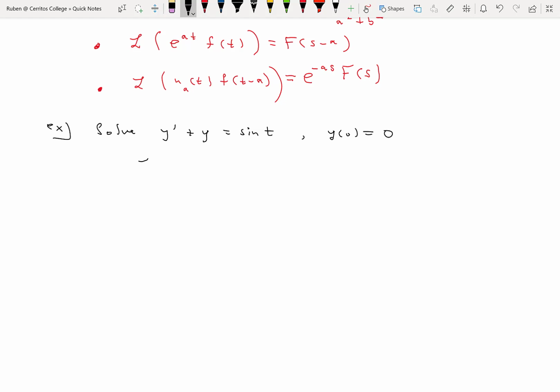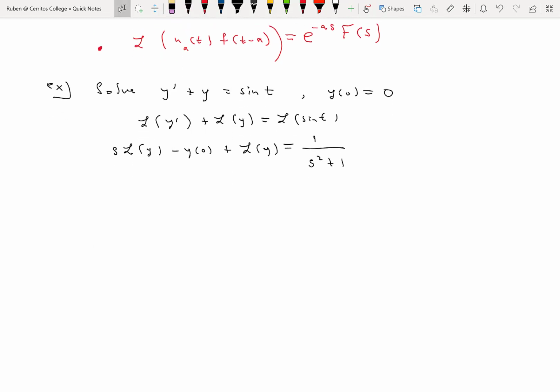Let's take the Laplace transform of both sides. So we're going to have Laplace transform of y prime plus Laplace transform of y equals Laplace transform of sine t. Laplace transform of y prime is s times the Laplace transform of y minus y of 0, our formula, plus the Laplace transform of y. Laplace transform of sine of t, you've probably got that memorized by now. We've seen it so often. It's 1 over s squared plus 1. So far the usual stuff is going on.